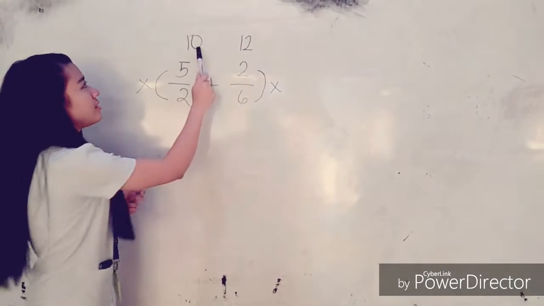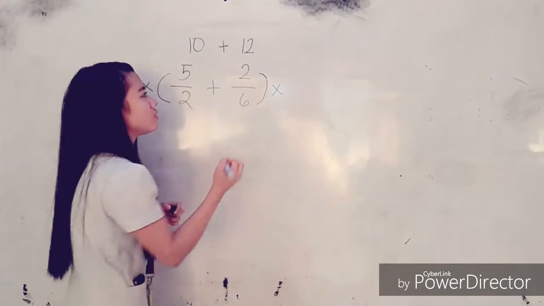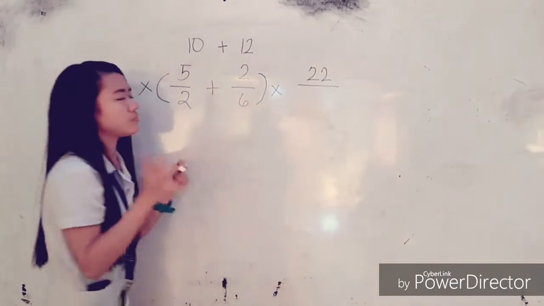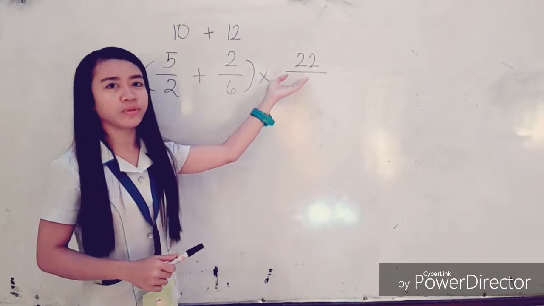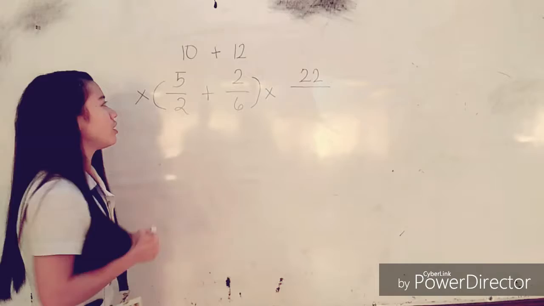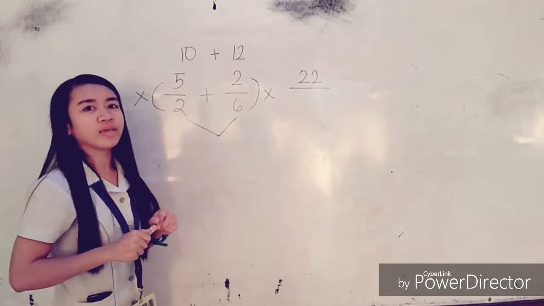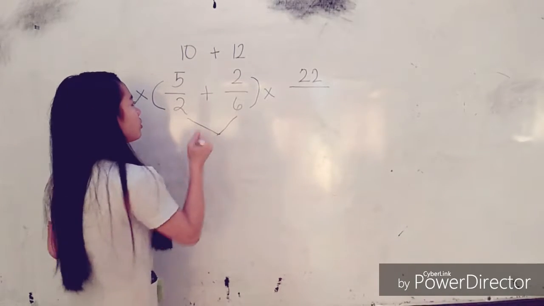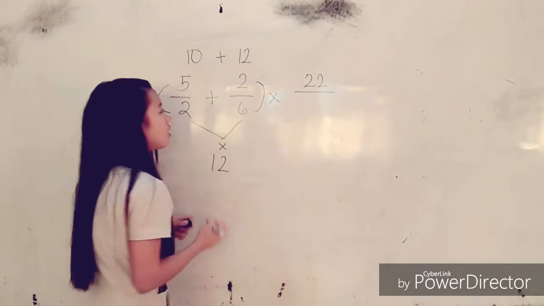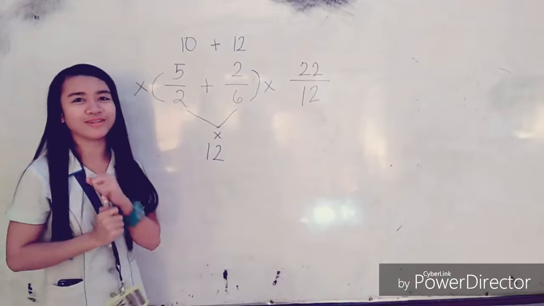Now, we add these two numbers. So, 10 plus 12 is equal to 22. We represent 22 as the numerator. Now, for us to get the denominator, we multiply the denominators of each fraction. So 2 times 6 is equal to 12. Now, we write here 12 as the denominator.